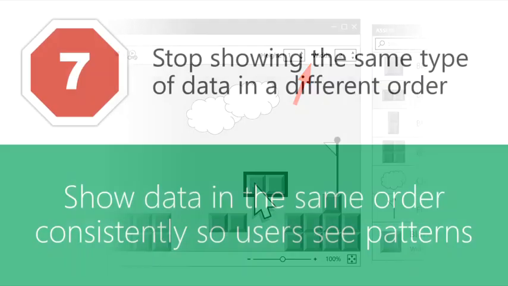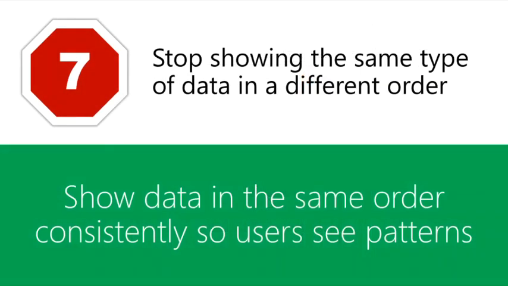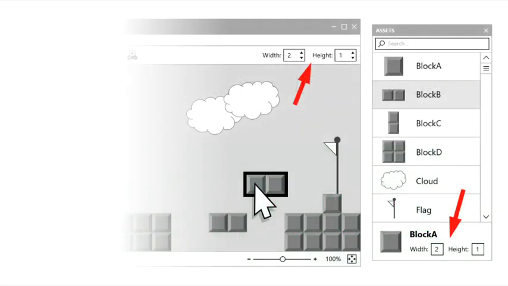So what should we do? Well, we should stop showing the same type of data in a different order, and instead show data in the same order consistently so users see patterns. In this version of the UB editor, width is first and height is second. This makes it a lot easier for users to compare the sizes of assets and to make calculations in their heads about how they will fit.